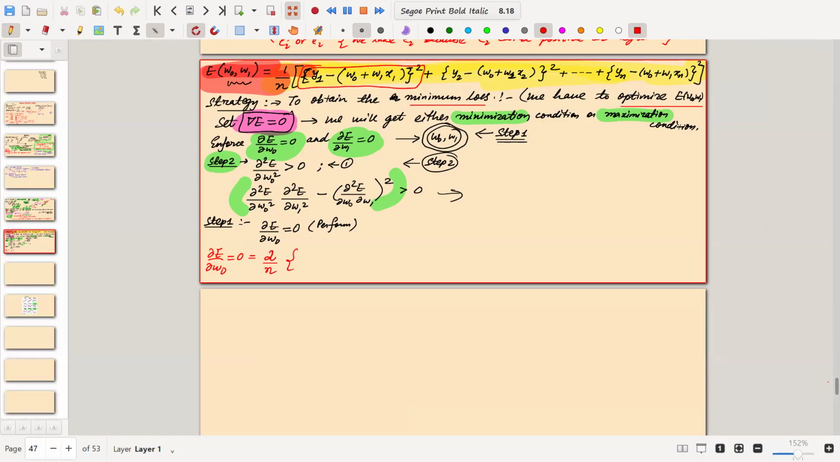Then what will happen? These terms won't have a square now. Okay, fine. So we can write that, but you will again differentiate with respect to W0. So it will be -1, because it is minus W0 in every case. So actually the minus will also come out: -2 by n, right? And what you will get? Y1 minus (W0 plus W1 x1). Is it correct? Or did I make any mistake?